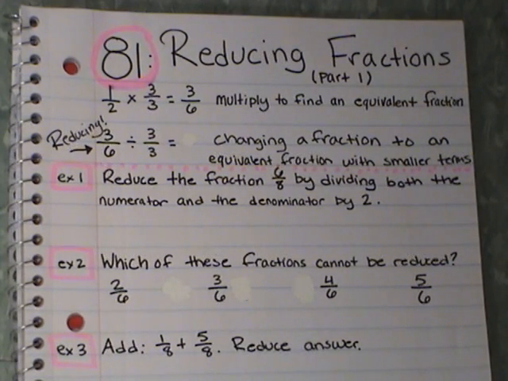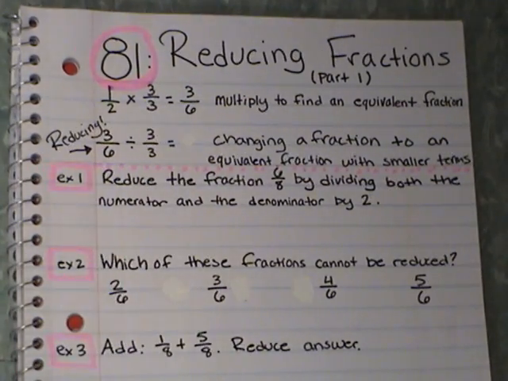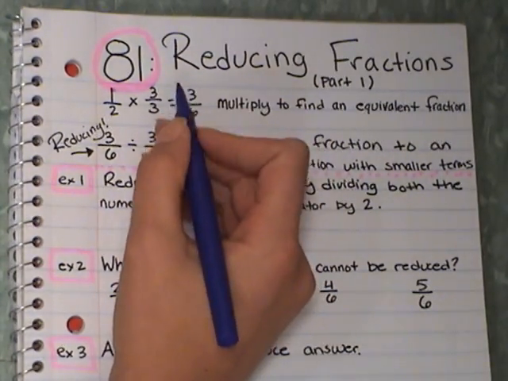Tonight's lesson is lesson 81, and this is the first time that we are reducing fractions. So this is the first part, but we will do it again later on. In lesson 79, we practiced making equivalent fractions by multiplying by a fraction named for 1. We changed the fraction 1/2 to the equivalent fraction 3/6 by multiplying by a fraction that's equal to 1.